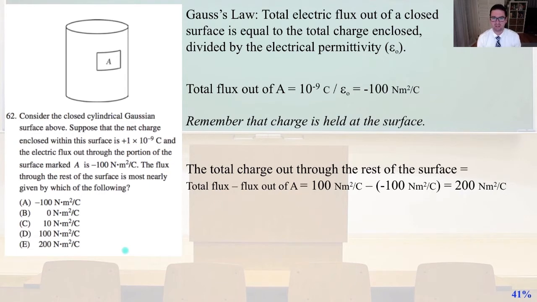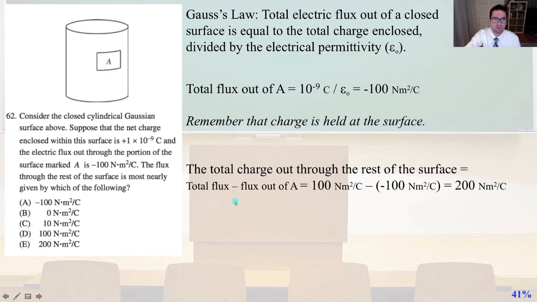So we're going to use Gauss's law, that the total electric flux out of a closed surface is equal to the total charge enclosed divided by the electrical permittivity epsilon naught. So the total flux is 10 to the negative 9 coulomb divided by epsilon naught, and the flux out of A, the problem states, is negative 100 newton meters squared per coulomb. And we're going to remember that charge is held at the surface. So the flux out through the rest of the surface is the total flux minus the flux out of A, and that's 100 newton meters squared per coulomb minus negative 100, and that equals 200 newton meters squared per coulomb.